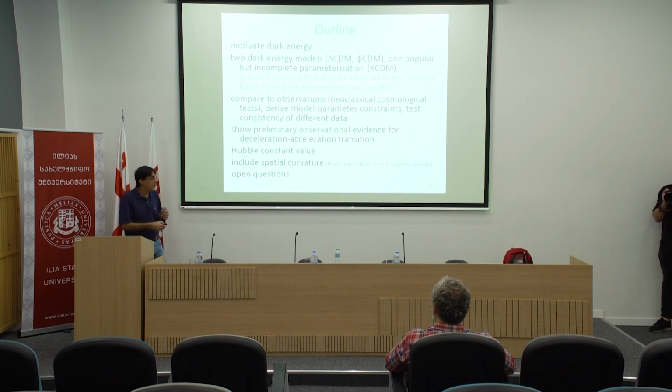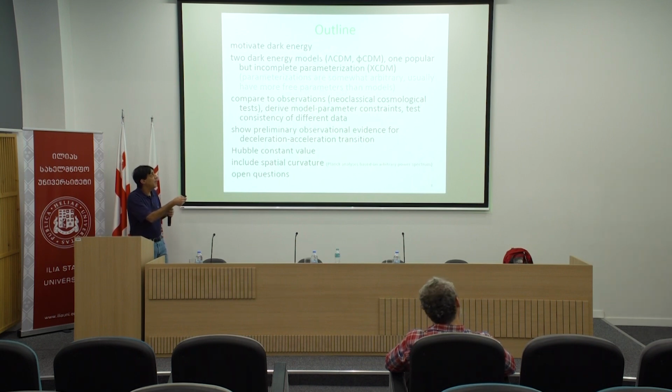I want to start by motivating dark energy, and then I'll look at a few models of dark energy: the standard model, where you have a lambda, a cosmological constant, and cold dark matter, and a model where you can make lambda a dynamical field, a scalar field phi, which is called phi CDM. Then observers use parameterizations for dynamical dark energy instead of working with this model, and that parameterization is usually called XCDM, where you have an X fluid. We'll look at these models.